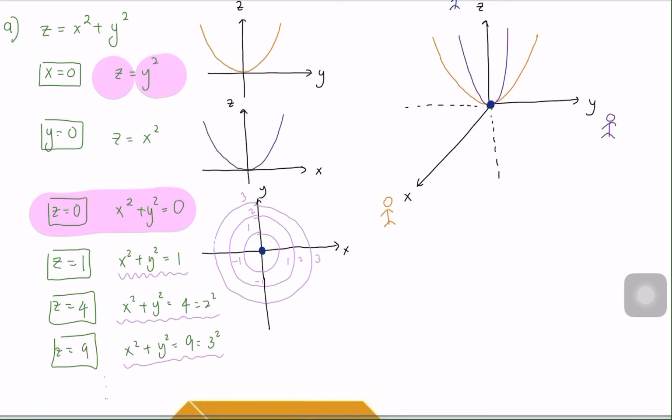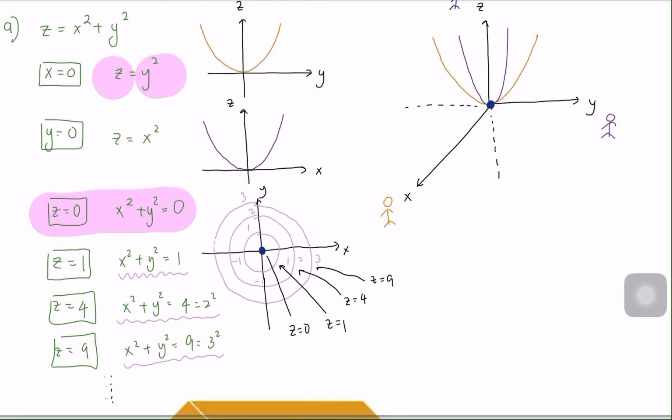Now we need to label. This is the contour map. This one here is when z equal to 0, the second line is when z equal to 1, this one is when z equal to 4, and the last one here is when z equal to 9. Basically we can go further, and it will be a circle shape.